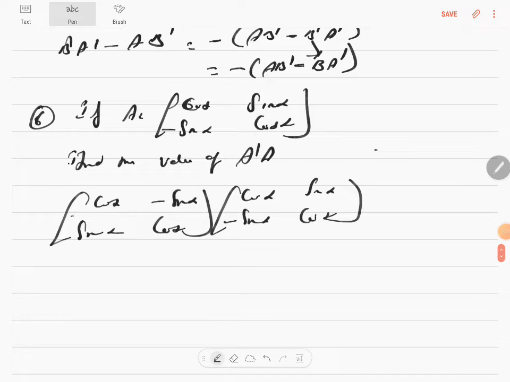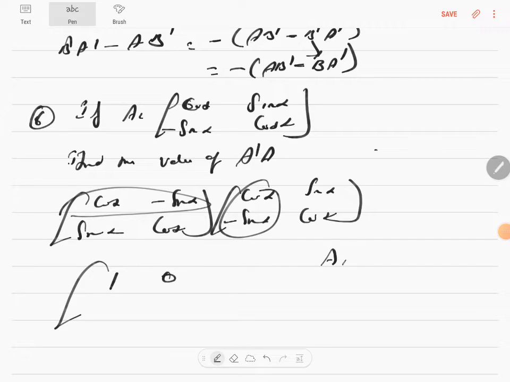Okay, so first row first column will be cos square alpha plus sin square alpha, which is 1. First row second column, cos alpha sin alpha minus sin alpha cos alpha, which is 0. So I think the answer will be I. And you know A into A inverse is I. A into A transpose, the first time we are coming across. Second row first column is 0 and second row second column is 1. So thus you get the sixth question's answer to be I. Hopefully I am right. Okay, so just verify my answers.